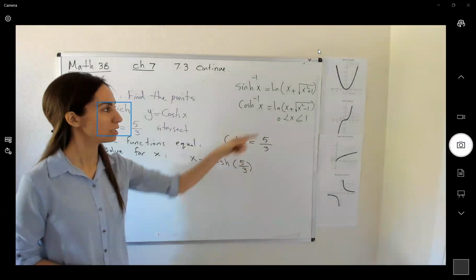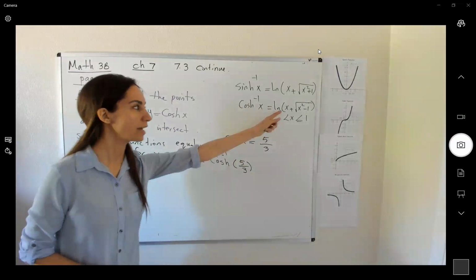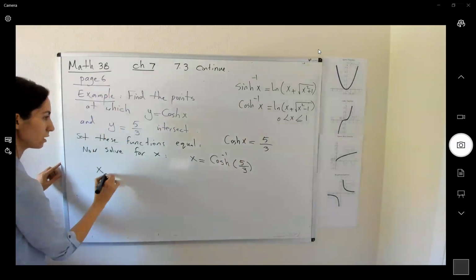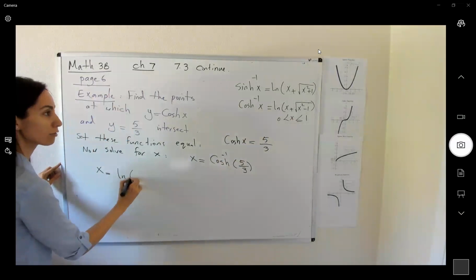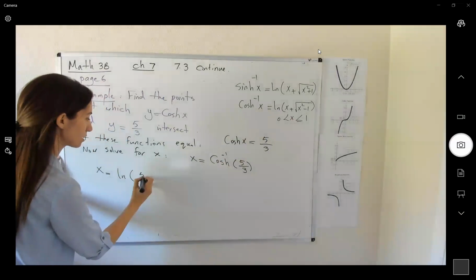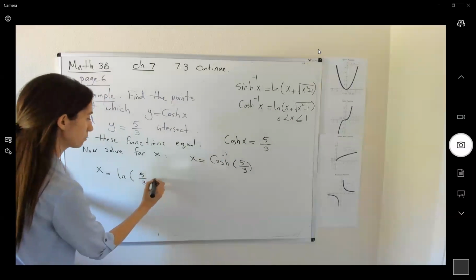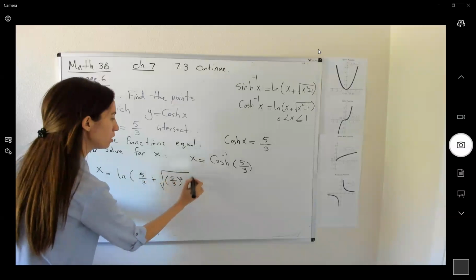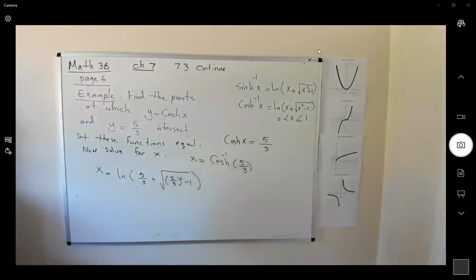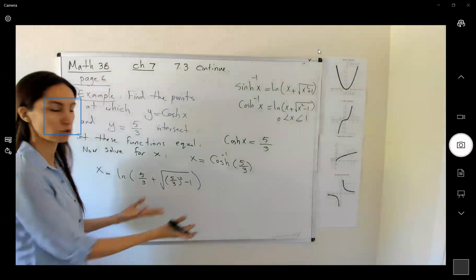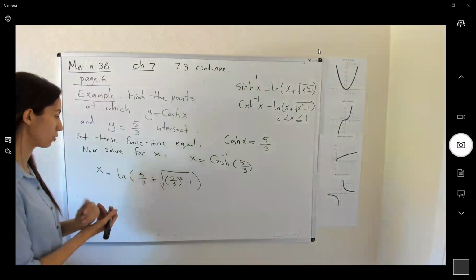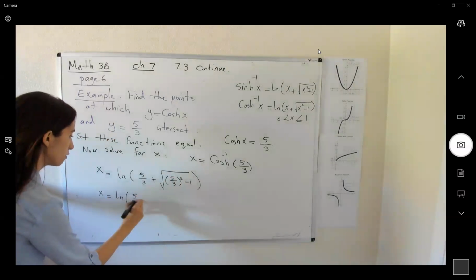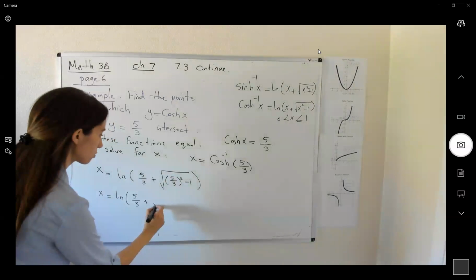Of course. It's equal to ln of x plus square root of x squared minus 1. So x is equal to ln of 5/3 plus square root of 5/3 raised to 2 minus 1. The rest is algebra. You just need to simplify this and see what's going on.